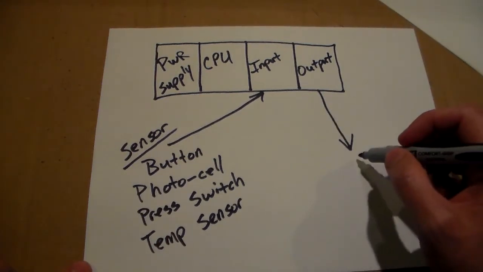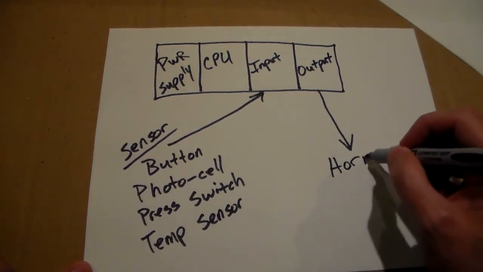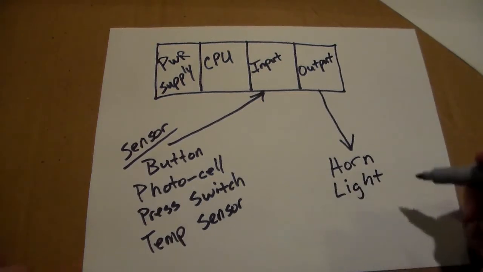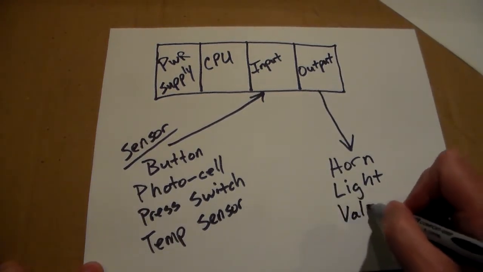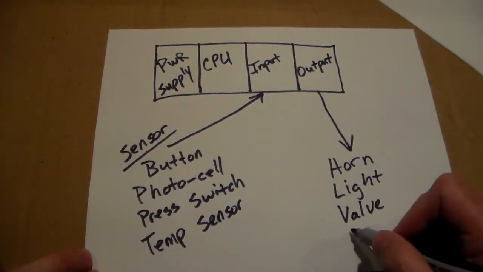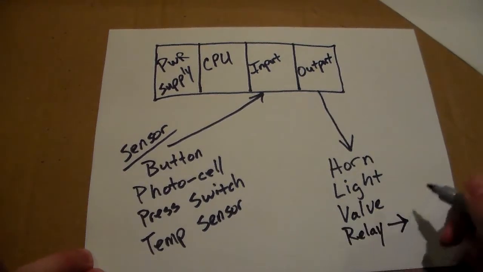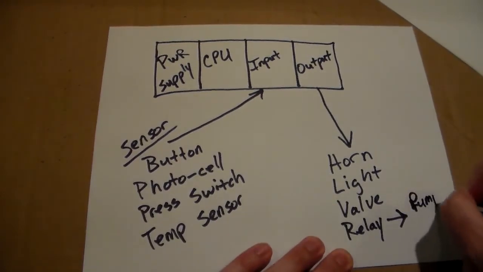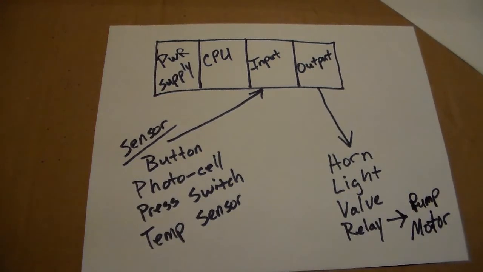Coming out of the PLC is going to be things that it controls. So some easy ones: a horn, a light. You see a lot of those if you go into a factory, lots of horns and lights. Maybe a valve, some type of pneumatic or hydraulic valve. An electrical relay, which might in turn control a pump, maybe a motor, anything like that.